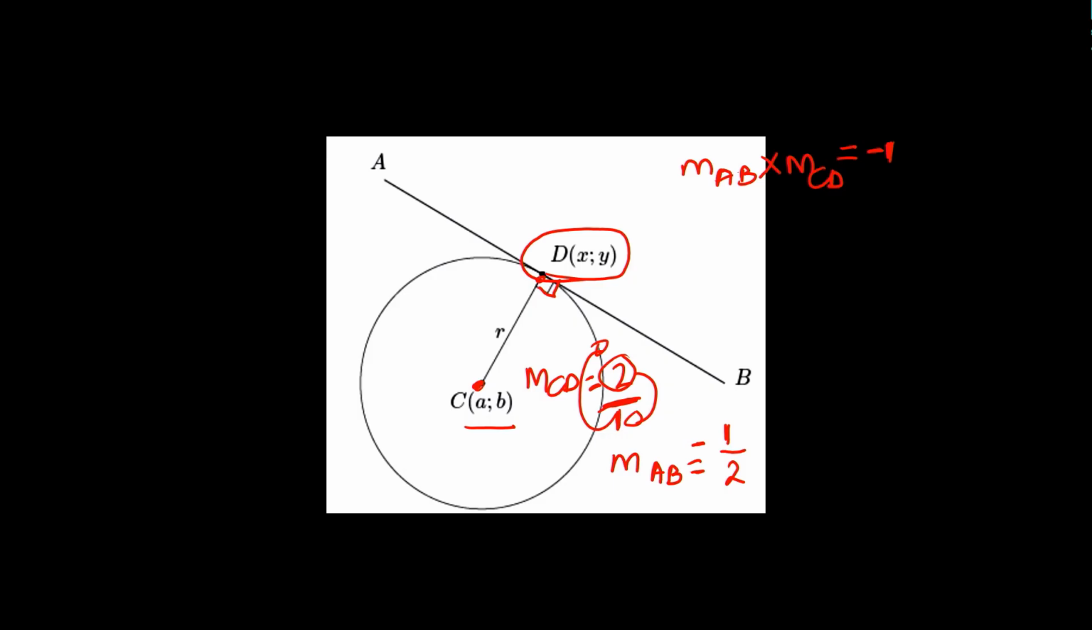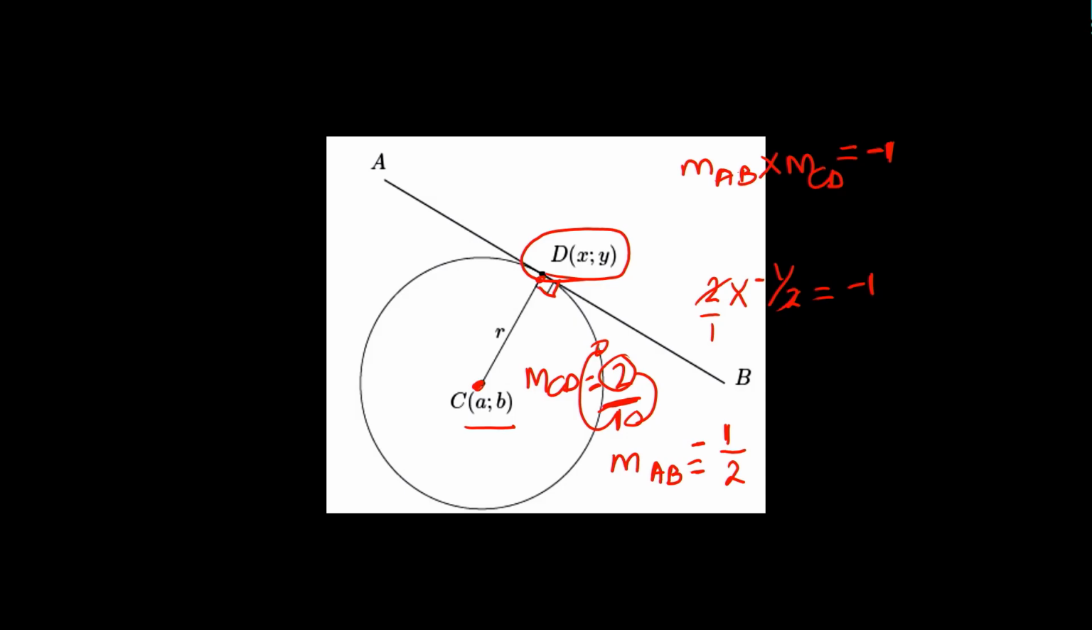Why would that be the case? Well, if I take 2 and multiply it by negative 1/2, my answer will be negative 1. So I can see that the product of the gradients of perpendicular lines is equal to -1. And it works both ways. If you are given the gradient of AB, you can always find the gradient of CD.